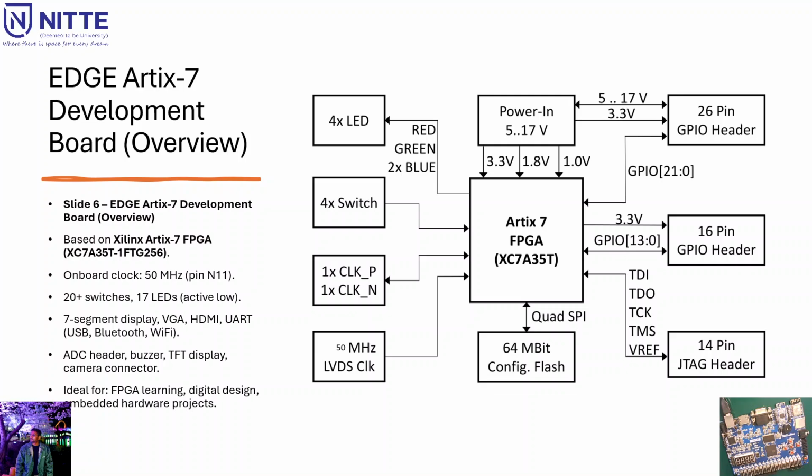It has onboard 20 plus switches and 17 active low LEDs. And it has a 7 segment display, VGA, HDMI, UART, and inbuilt USB, Bluetooth, and Wi-Fi. So with this board, we can do mid-range to high-range, real-time projects. It also has an ADC header, buzzer, TFT display and camera connector. So if you want to do some image processing, we can use this board for it. This board is ideal for FPGA learning, digital design, and embedded hardware projects and protocols.